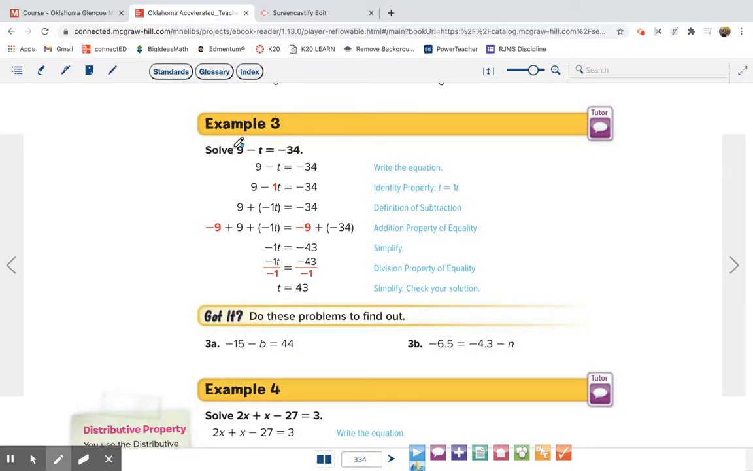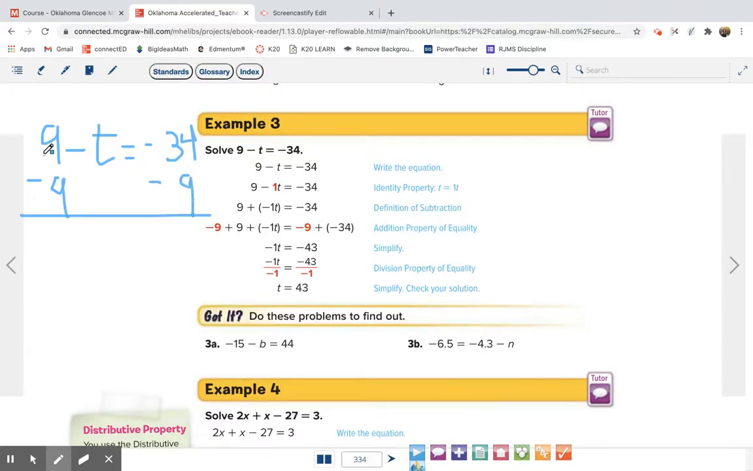Example 3, we have 9 minus t equals -34. So we're solving for t, so we first want to get rid of this 9. Since there's nothing out front of the 9, that means it's a positive number, so we would subtract 9 from both sides. I'm going to rewrite that out here because I wish they would line it up and down. Okay, so subtract 9 from both sides of your equal sign.